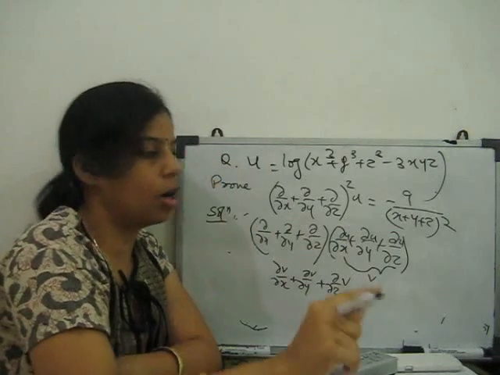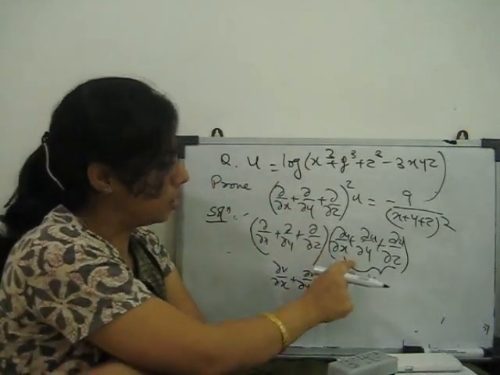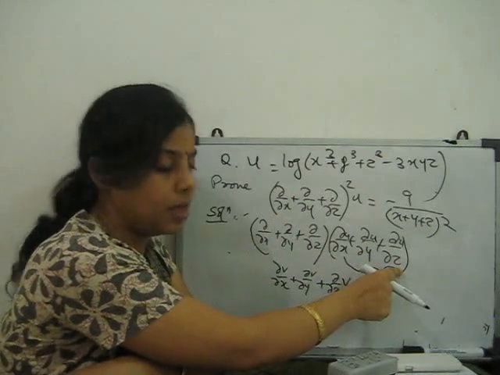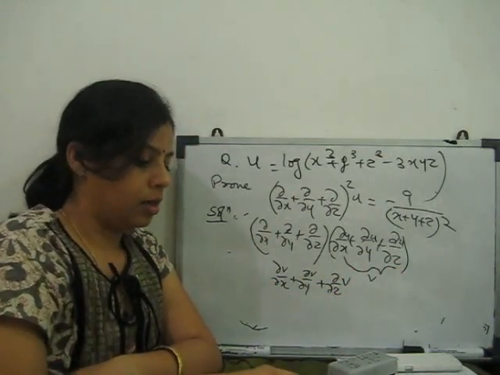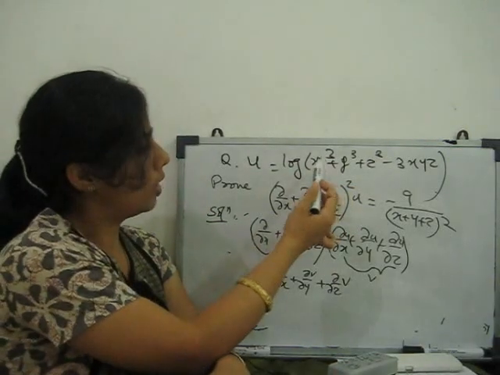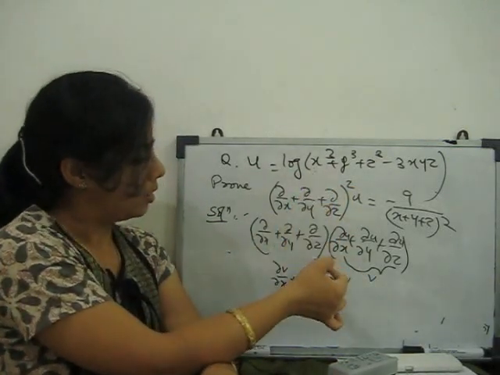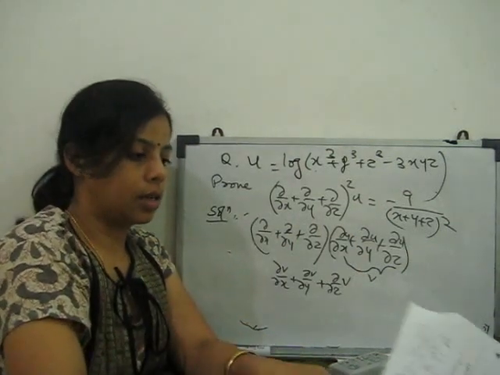Clear? This does not mean you find del u by del x and take the square; that is not the meaning of this. The meaning of this term is this, if we consider this term v. Clear? Now if you go further, just find the derivatives and simplify, and you can easily get the result.